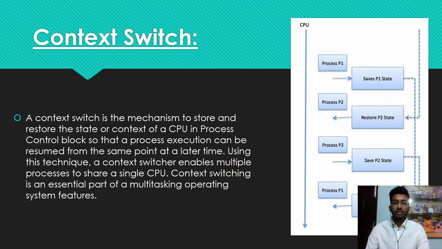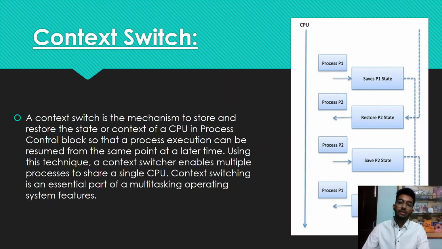Context switch. So the next topic is context switch. Context switch is a very important topic to understand scheduling algorithms. When a process moves out of the CPU, its state, that is the context, needs to be saved so that it can be resumed from the same place where it left off when it is executed later. Let's understand with the help of a diagram.